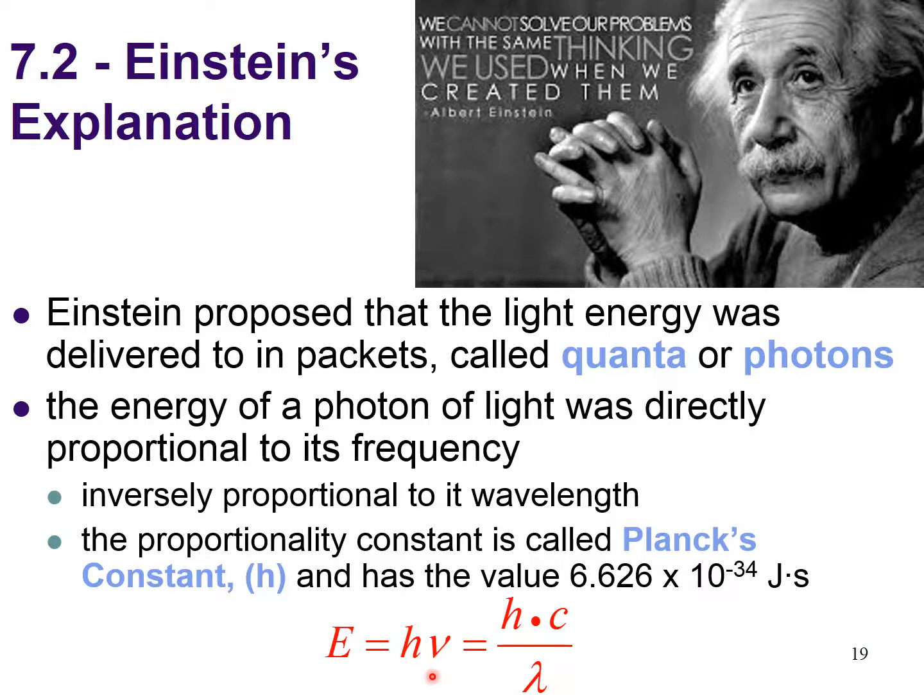Or, incorporating the equation we used earlier, we can say that energy is equal to Planck's constant times the speed of light divided by the wavelength. So we have our variables in there as well as a couple constants to use energy, frequency, and wavelength all at the same time.